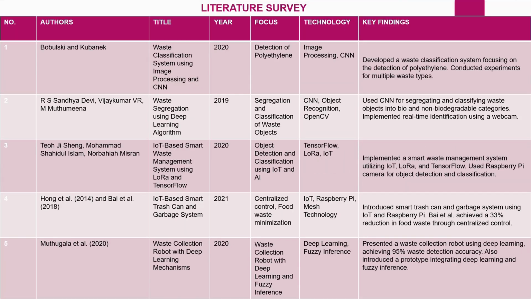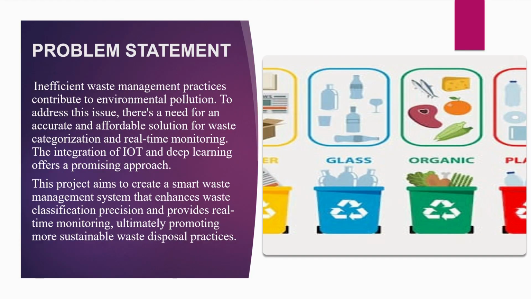Next is the literature survey, which is the most important thing. First, the name of the author, next the title of the project, and in which year they published their paper, what is the main focus of their project, what technology they have used, and the findings, basically the main limitation of the project. That has to be done in the literature survey. The next is the main problem statement. From this problem statement only we can analyze what the actual project is going to handle.